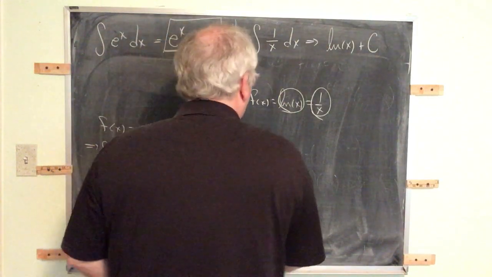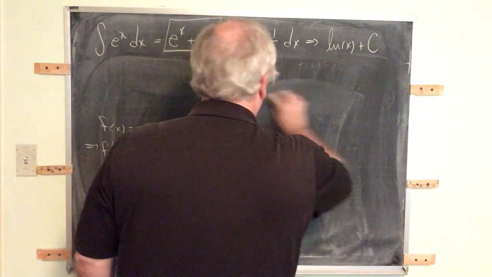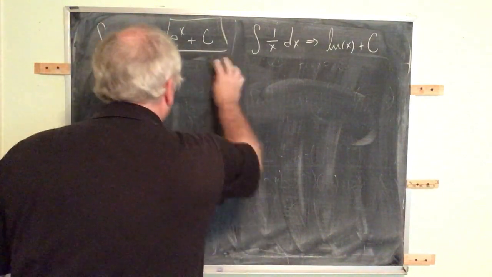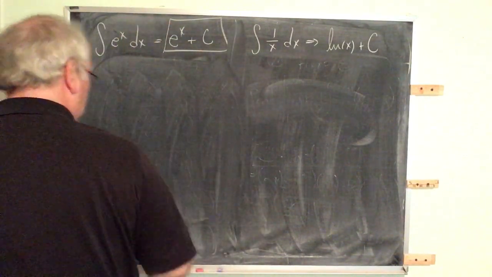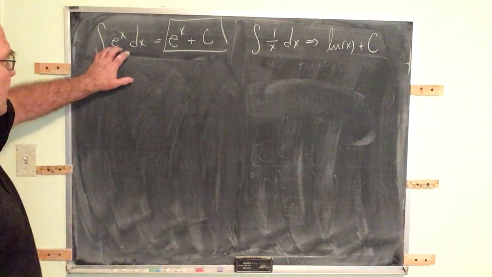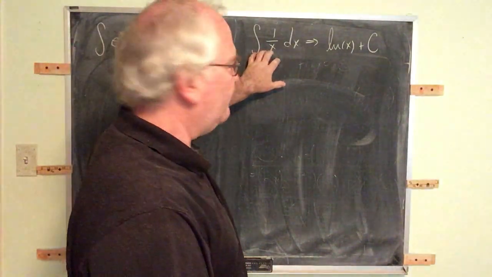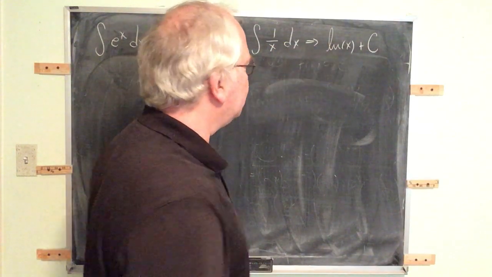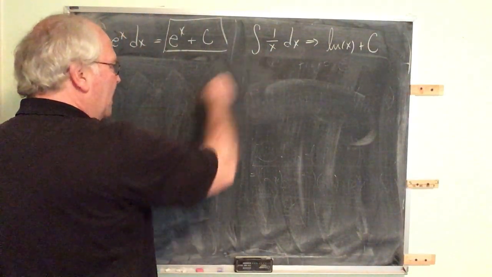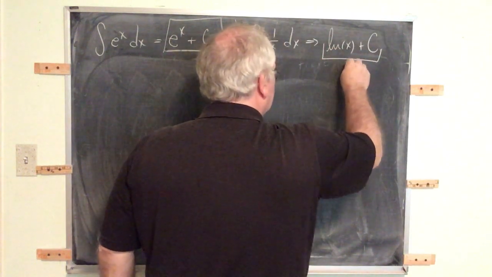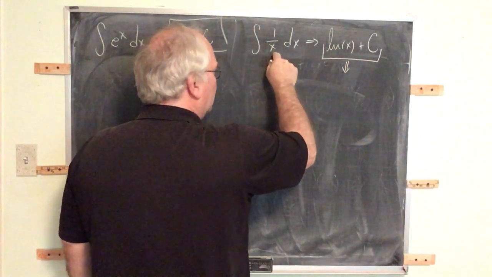So, those are our two antiderivative rules. The antiderivative of e to the x is e to the x plus the constant. The antiderivative of 1 over x is natural log of x plus the constant. How do we know this is correct? We know this is correct because if you take the derivative of this, you get back where you started from.